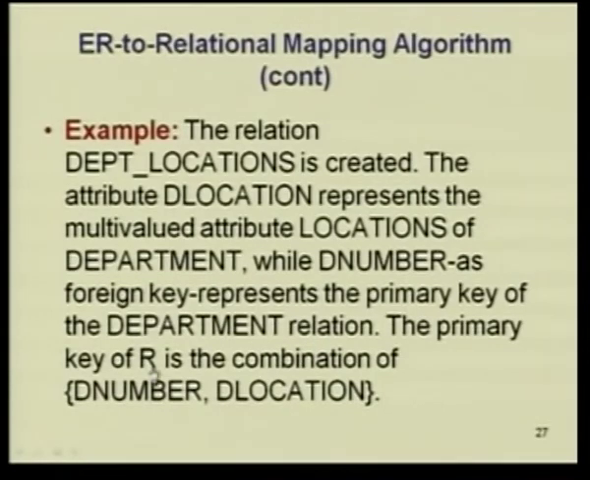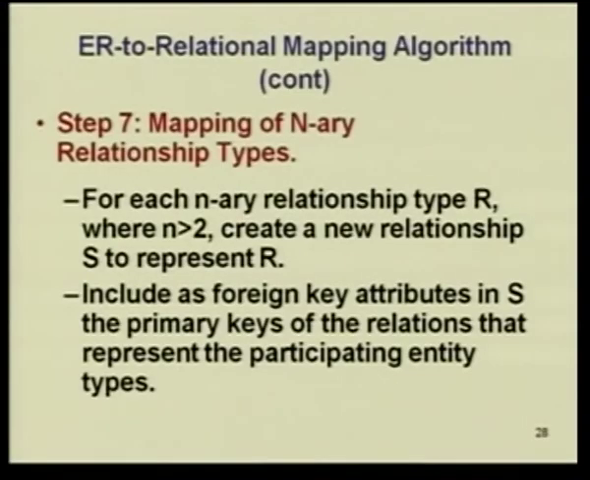The primary key of R is a combination of both. So now you have another relation giving all the locations of a particular department, and the primary key of that will be D number of the department along with the D location. As far as we are concerned, we have finished 6 steps. Now we are going to the 7th step of the mapping, which is mapping of n-ary relation types.